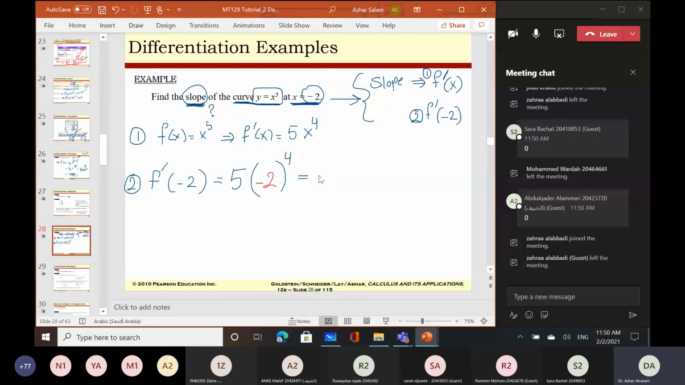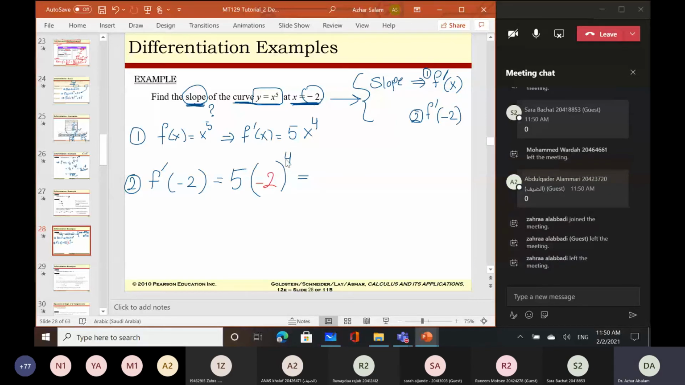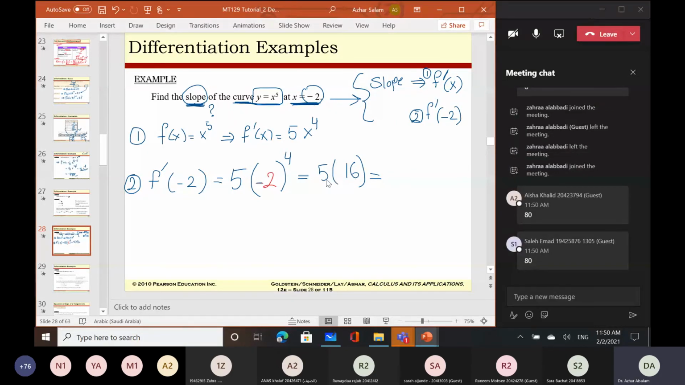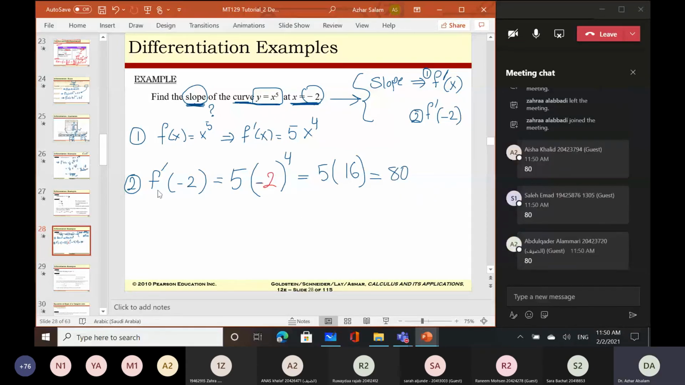I find the power first, the priority for the power 5. The minus here to the power 4 is positive. 2 to the power 4 is 16. 5 multiplied by 16, you can find it using a calculator, I think it's 80. Yes, it's 80. So f dash, the slope of the question, equals 80. That's the final answer.